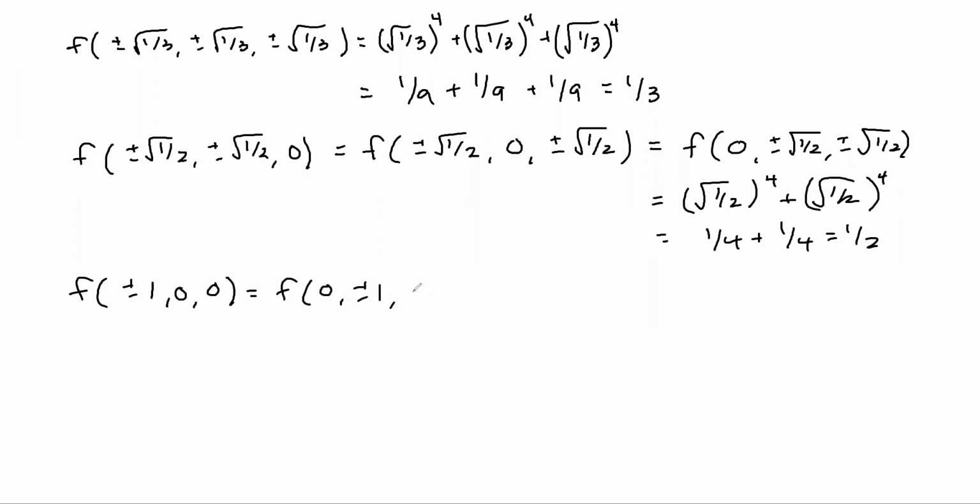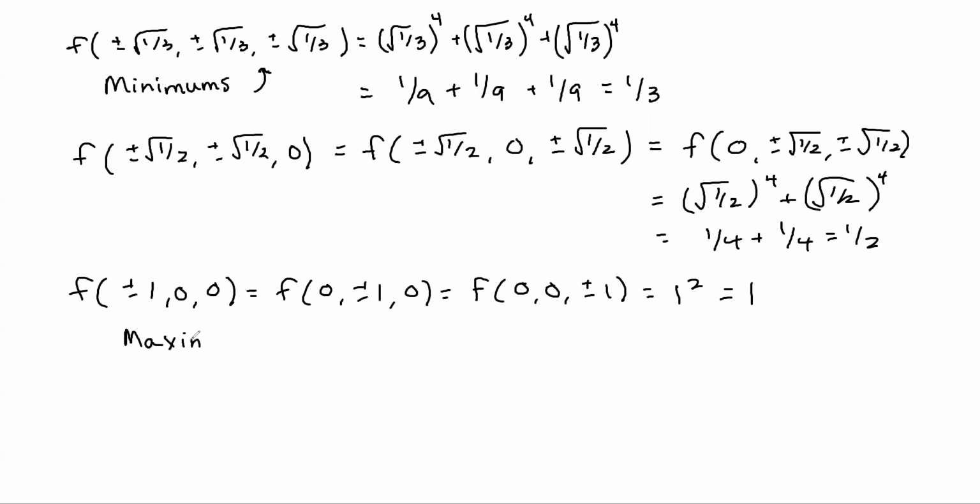And finally, f of plus or minus 1, comma 0, comma 0 equals f of 0, plus or minus 1, comma 0 equals f of 0, 0, plus or minus 1, which equals just 1 squared, and you get 1. All right, so all of these 8 points give our smallest output. These are all minimums, all 8 of them. And these 6 points are all maximums, all 6 of them.